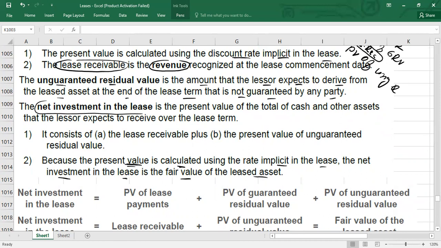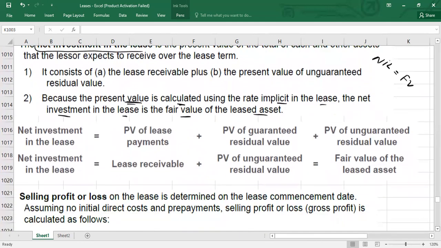Actually, guys, in the sale type lease, what is net investment? As I told you, it's the present value of the total cash, which includes lease rentals and the full amount of the guaranteed residual value and other assets that the lessor expects to receive over the lease term. It will be equal to the fair value. So in short, what I'm saying, net investment in the lease will be equal to the fair value of the asset. So you should remember these definitions, please.